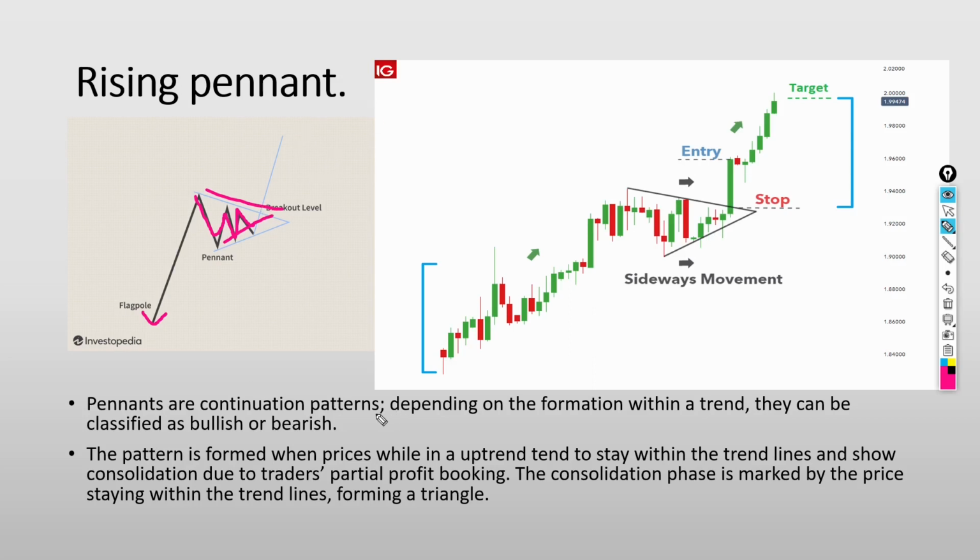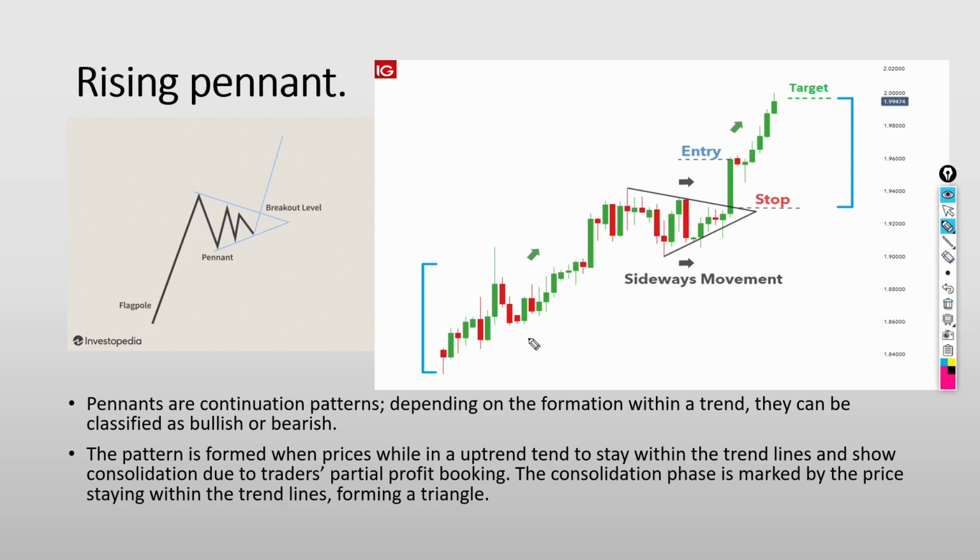So peanuts are continuation patterns depending on the formation within the trend, and they can be classified as bullish or bearish. The pattern is formed when prices, while in an uptrend, stay within trend lines and show consolidation due to traders' partial profit booking, and the consolidation phase is marked by the price staying within trend lines, forming a triangle.